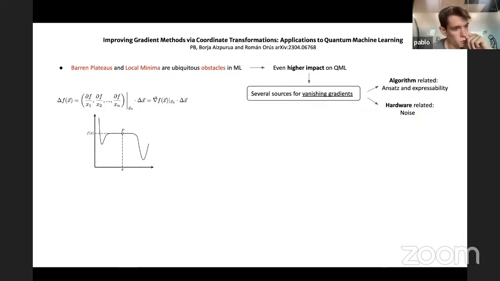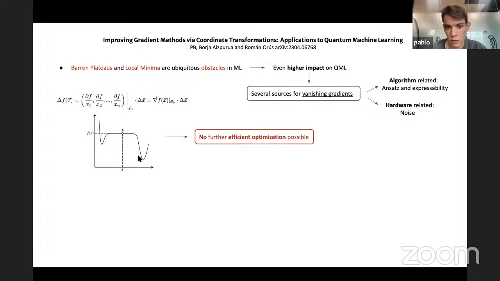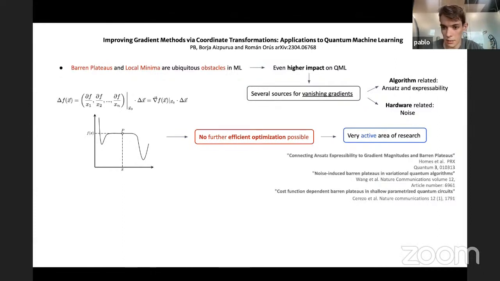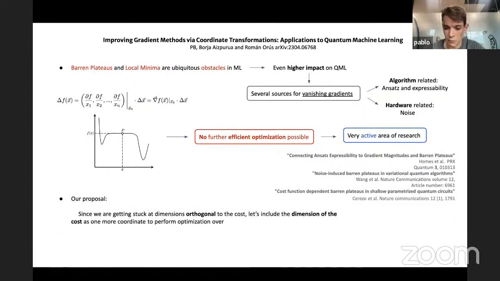Because if you encounter these issues, there is no further efficient optimization possible, right? And this is a very active area of research in the community, not only in quantum machine learning, but also in classical machine learning, neural networks, and all that kind of stuff that relies on gradient methods and probably other kinds of solvers, optimizers. Here you have some references in case you want to dive a bit into these topics. And our proposal here relies on the following.